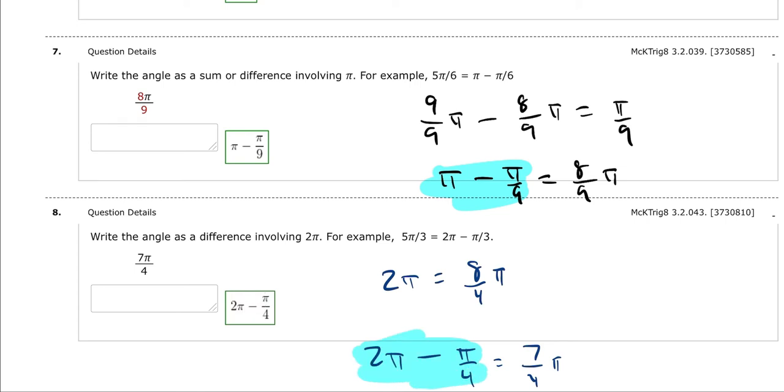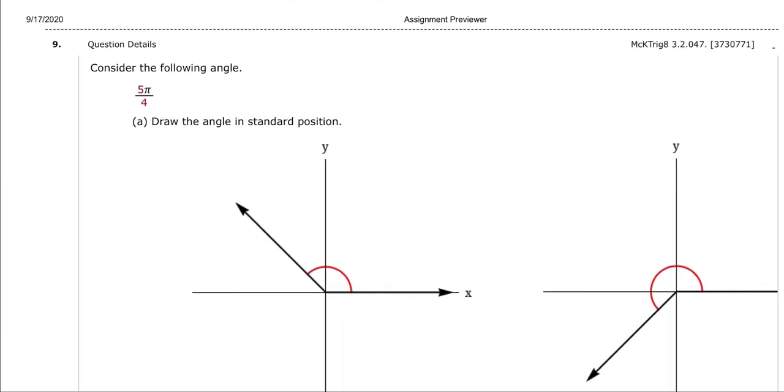All right, moving on. So they want us to draw this in standard position. So that would look like this.